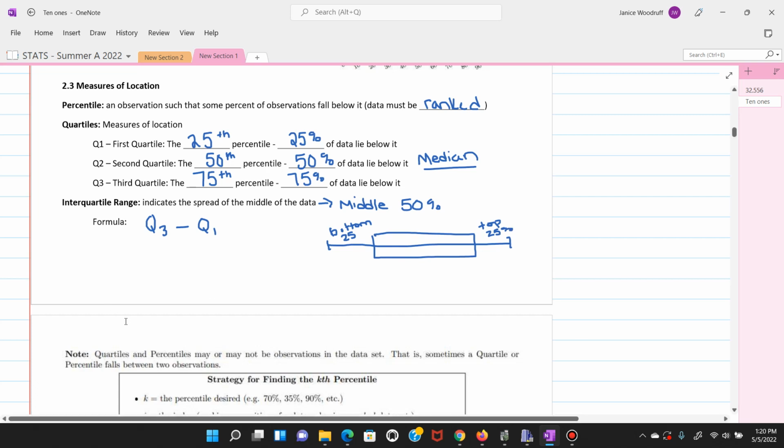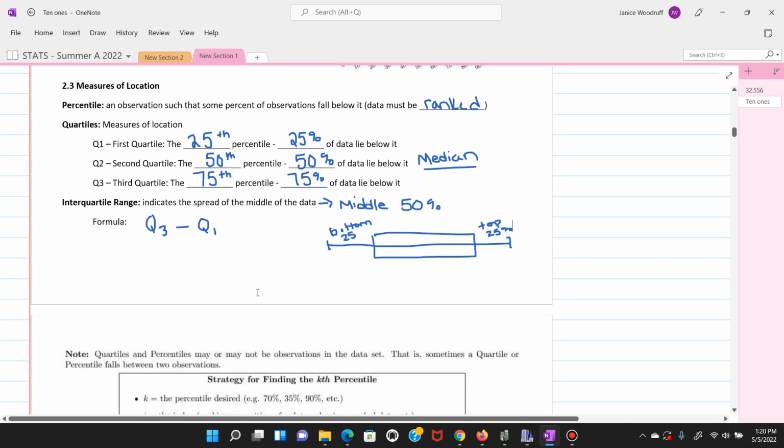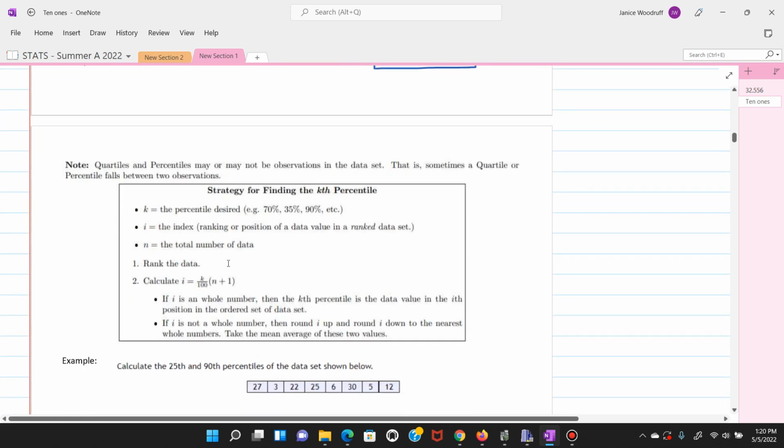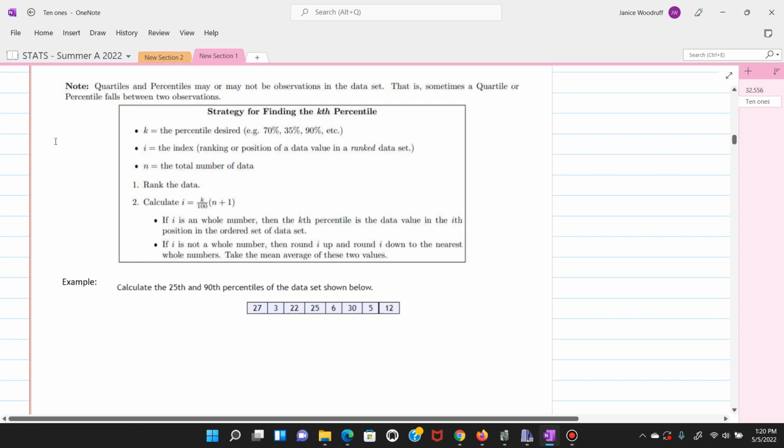Okay, now before we do that, let's look at finding some other percentiles besides these. You could find any percentile. You could find the 37th percentile. You could find the 99th. Quartiles and percentiles may or may not be observations in an actual data set. Sometimes a quartile or a percentile might fall between two observations. So we might say the 99th percentile would be a 1600 on the SAT, but in the data set that I'm looking at, I don't have anybody with that. That's okay, it's just the percentile desired here.